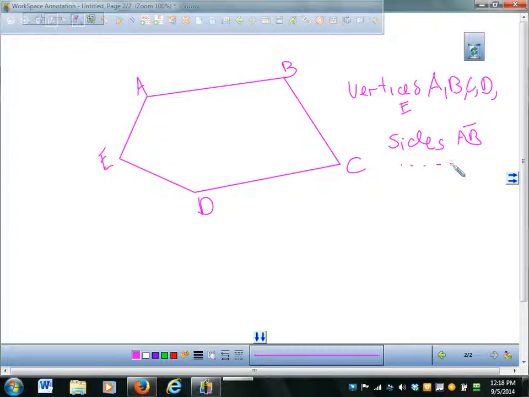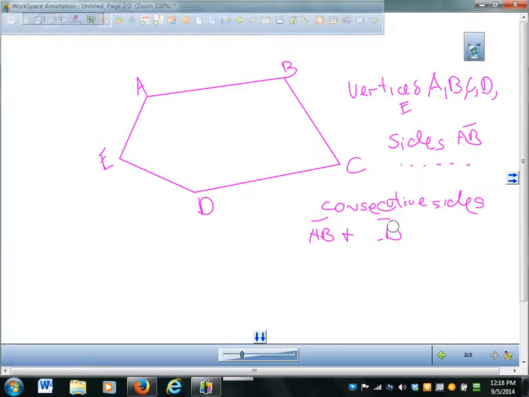Consecutive sides, you guys know what they're talking about when they talk about consecutive sides. What's consecutive mean? In a row, okay? So AB and CD, no, AB and CD are not consecutive sides. AB and what? BC. AB and BC are consecutive sides. And then BC and what? CD, and so on and so forth. So those are consecutive sides.